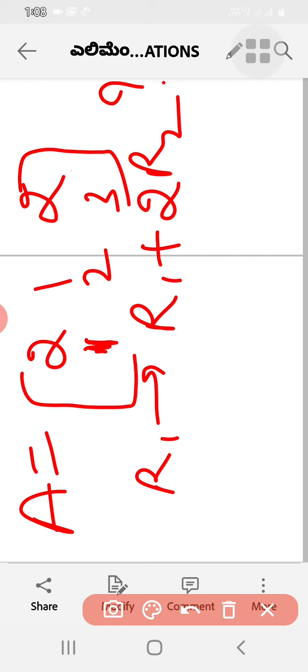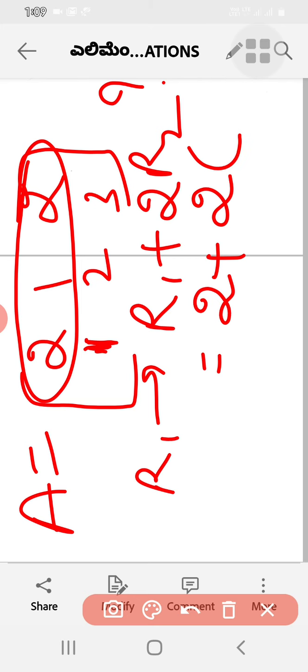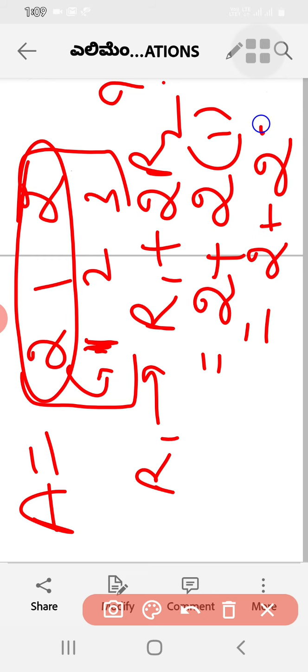See here, I have to change the first row. The second row remains itself. What is the first element of the first row here? 2. Plus, I am going to multiply every element of the second row by 2. So 2 into the corresponding element, which is 1. That becomes 2 plus 2, that will be 4.